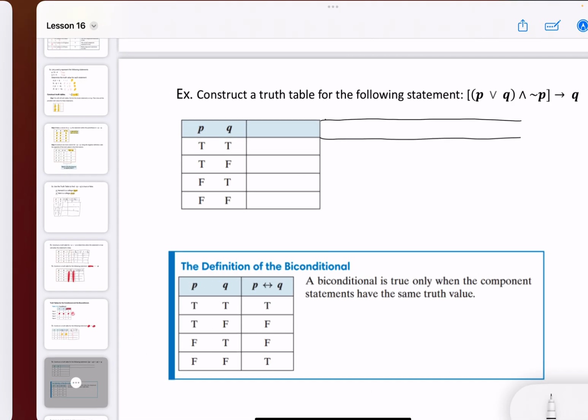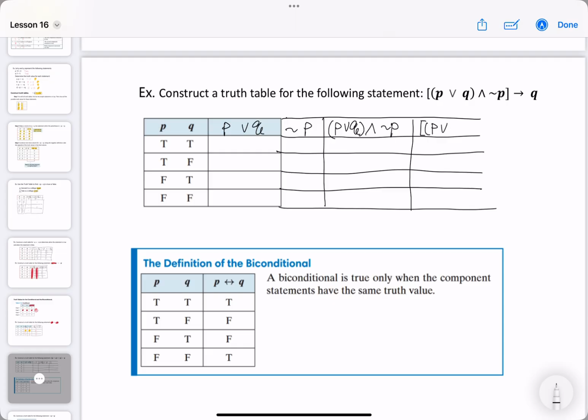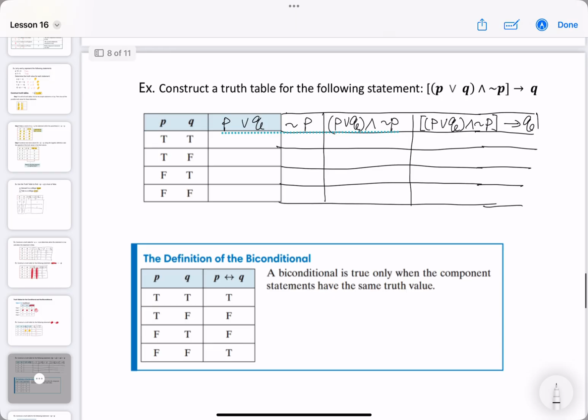Okay, we are having a big truth table. So in the first columns, I'm going to put P and Q. And the next column, I'm going to put not P. And then P or Q, and not P. Last column, I'm going to have the bracket P or Q and not P. This is a conditional statement: if, then Q. So we have many columns. Okay, let's fill out the table.